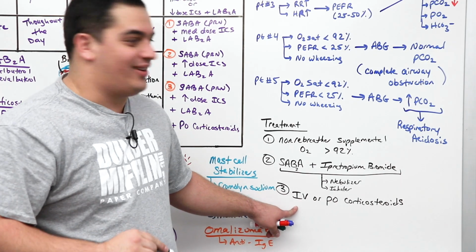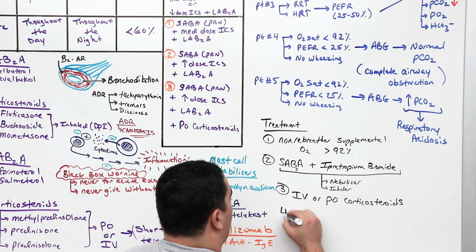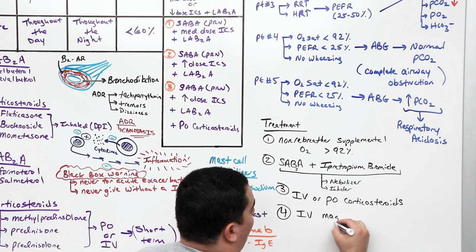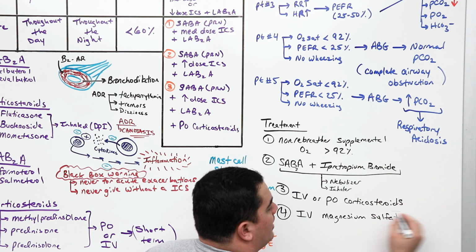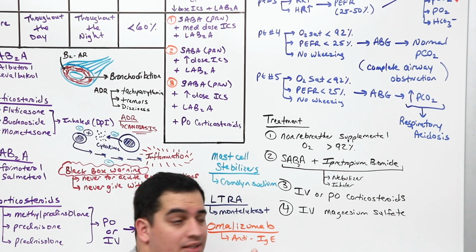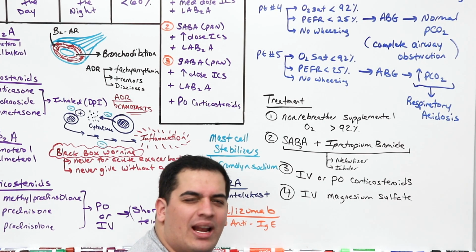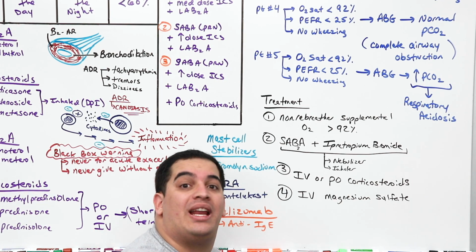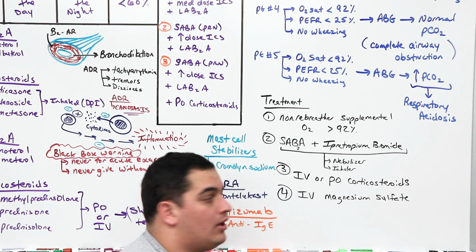Now, what if that doesn't work? The next thing we have to do is what's called IV magnesium sulfate. This is in very severe situations, because what magnesium sulfate does is it actually blocks the calcium channels in the smooth muscle. What happens if you block calcium channels? Calcium is needed for the smooth muscle contraction. So it's going to inhibit it, and it's going to promote very intense smooth muscle dilation.